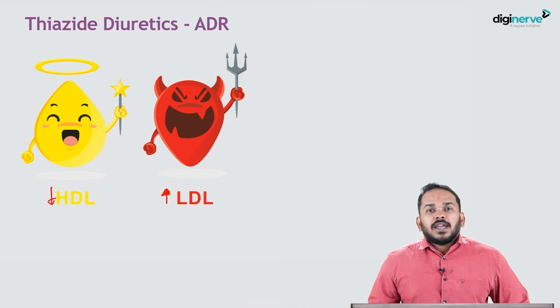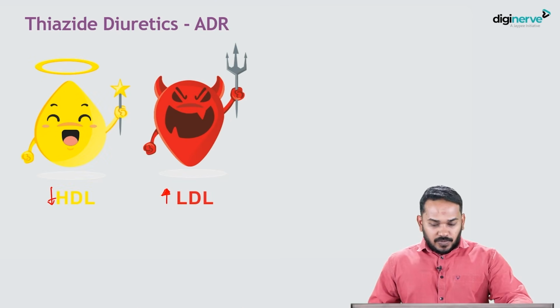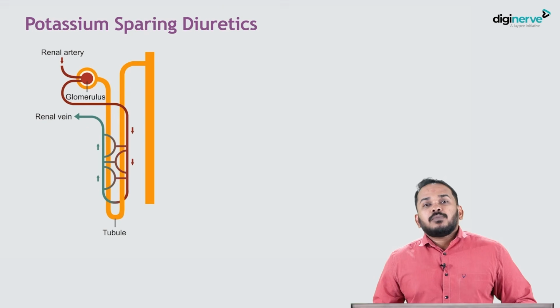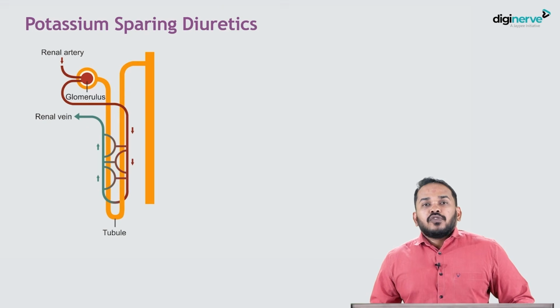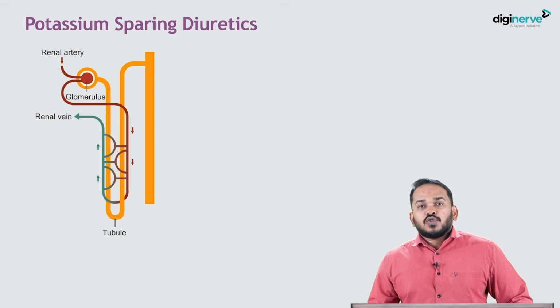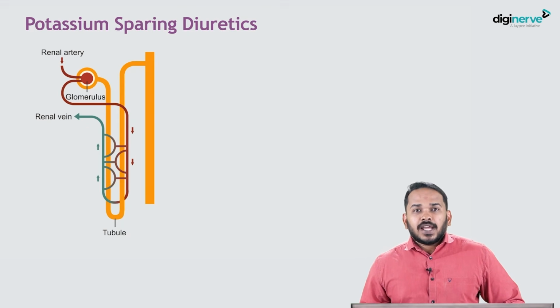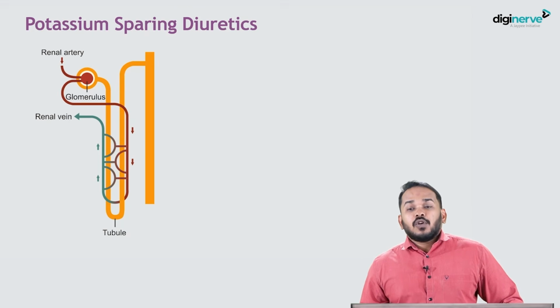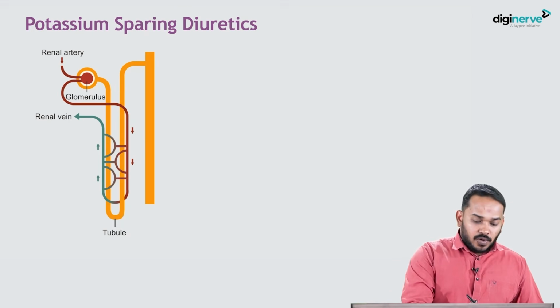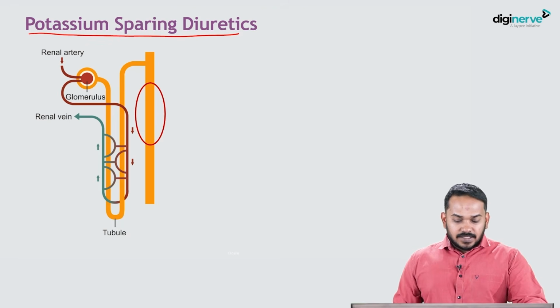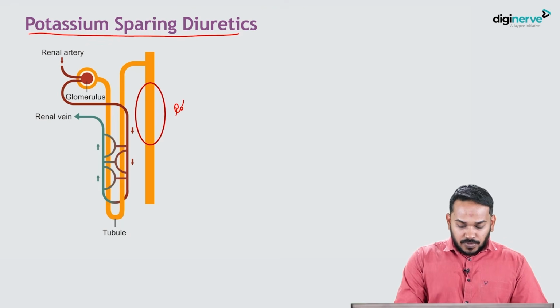Now we will see what are the diuretics which act on the collecting tubule. So these diuretics are called potassium sparing diuretics. So if you remember, in the collecting tubule, sodium is reabsorbed in exchange for potassium. So any agent that blocks the sodium potassium exchange will result in reduced secretion of potassium, and this will result in retention of potassium in the body, and hence they are called potassium sparing diuretics. So these agents act on the collecting tubule.